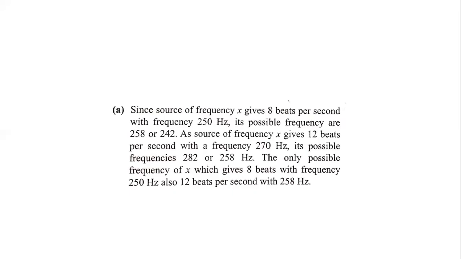The only possible frequency of X which gives 8 beats with frequency 250 hertz and also 12 beats per second with 270 hertz is 258 hertz. So here the conditions are, even if the frequency changes, the number of beats also changes. So for which frequency is it going to give either 8 beats with the first tuning fork or 12 beats with the second tuning fork? Therefore, the answer must be 258 hertz. This is a logic based question.